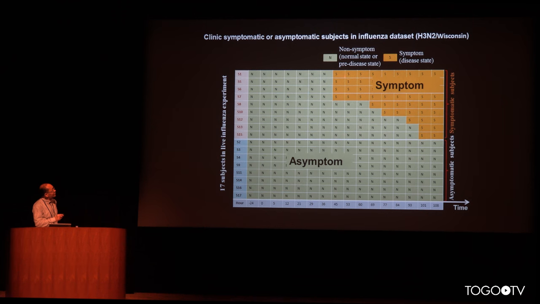So this yellow color means the clinical diagnosis. For this case, we have S1, S5, S6, S7. These four persons get the influenza symptoms at 45 hours. So this is the clinical diagnosis. And these two persons say they have the symptom at 101 hours. So the others don't have a symptom, even though they have the virus. Okay, so that is the data.